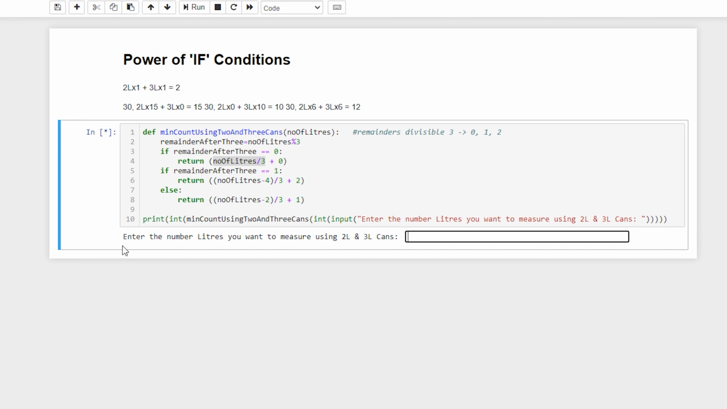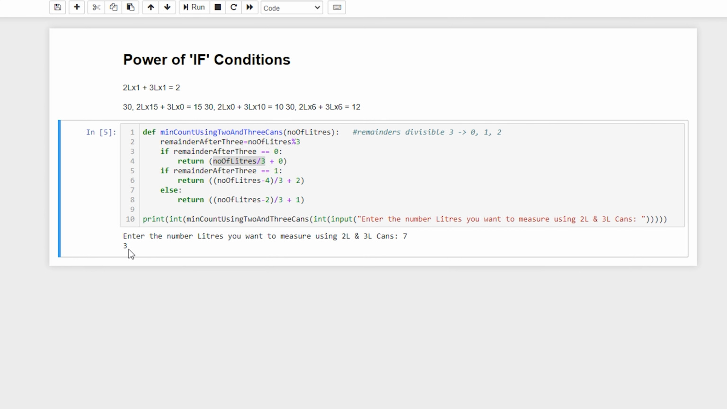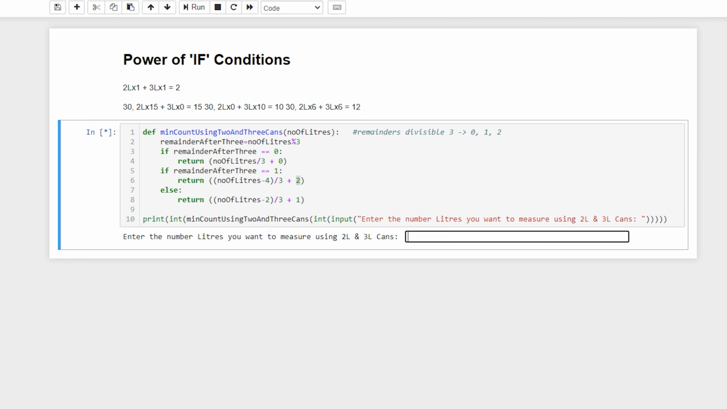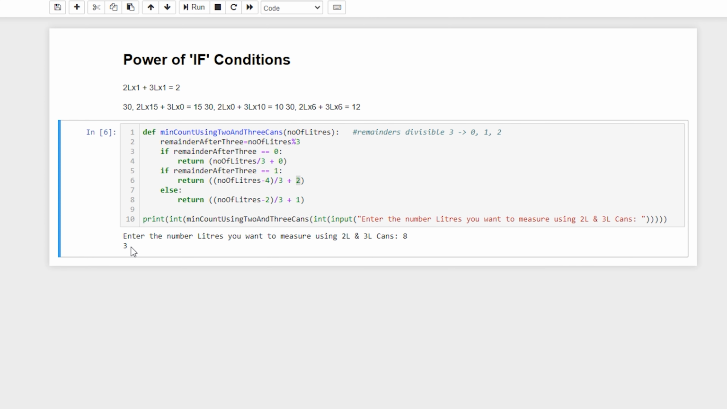And 7 liters. 7 means remainder 1. So here using 3 liters one time, using 2 liters two times, so 3. Now 8 liters: using 3 liters 2 times, 6 is gone. Then the remainder 2 liters we can use 1 time. So 2 plus 1 is 3.